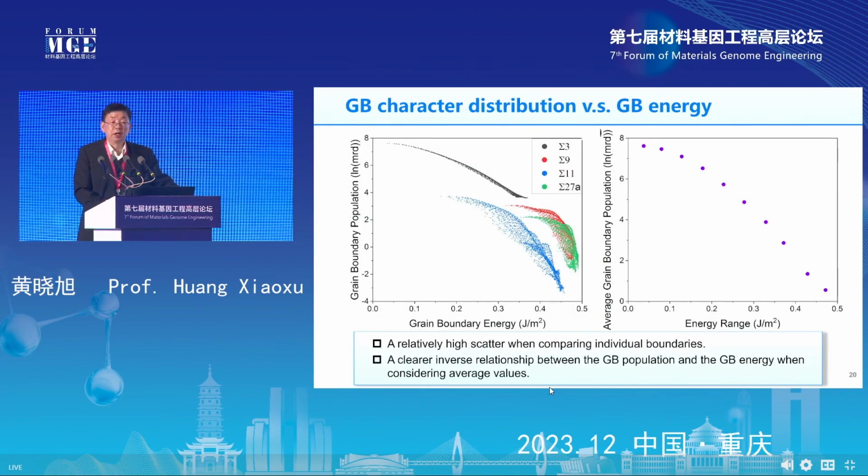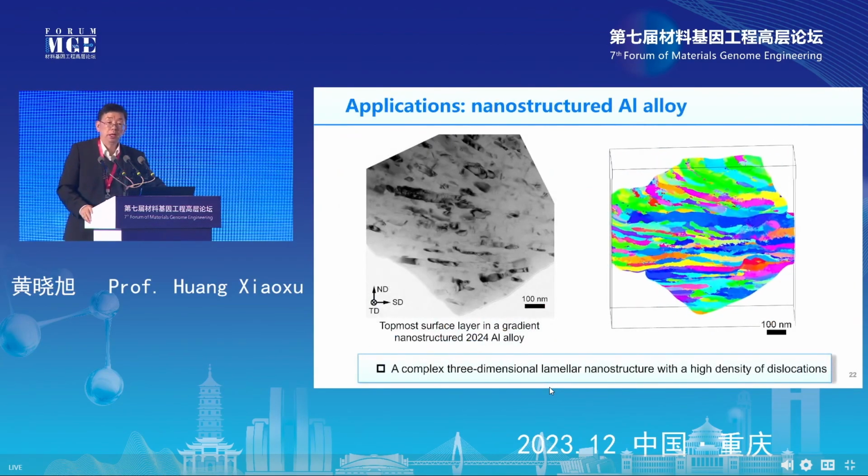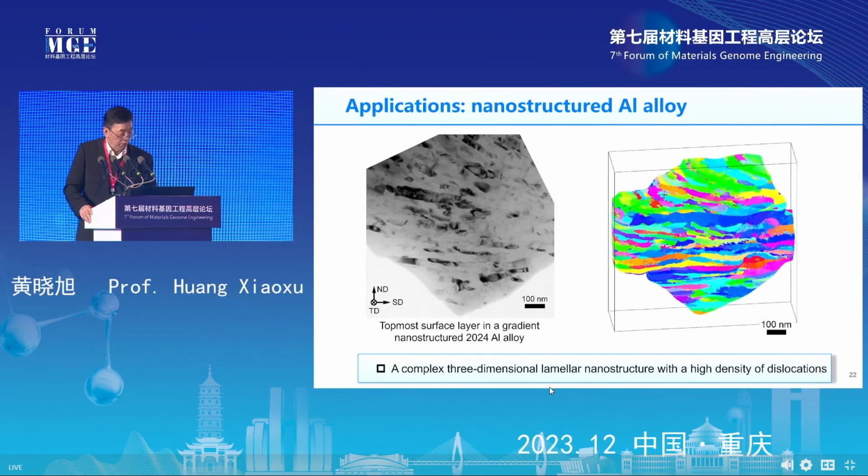Based on that, we can dig into the science. That's a small paper by my former PhD student, based on this work. The work was published in 2022, and this year in July it was announced that he got the ACT Student Award. In total, there were 14 students who got the award, and he was one of them.